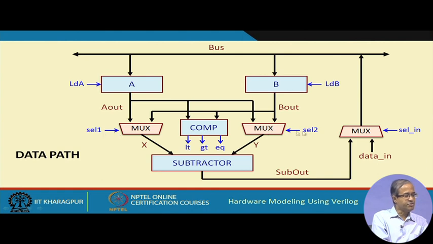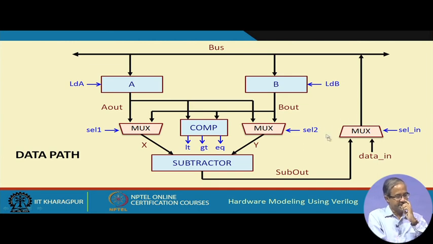The select inputs of these muxes, select 1 and select 2, will select which one of A and B is selected. If select 1 is 0 and select 2 is 1, then here A will be selected, and from here B will be selected. And here there is a comparator which will be comparing the values of A and B and will be generating the three status signals: less than, greater than, or equal to.